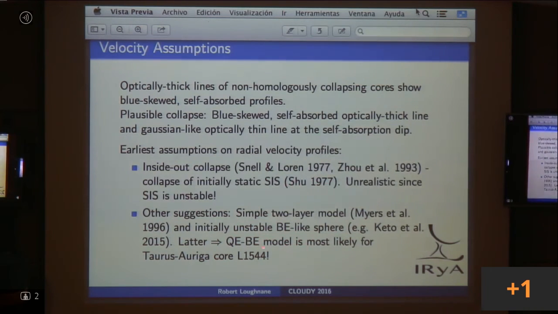His conclusion was that for the low-mass starless core in Taurus-Auriga, L1544, regarding the observations in the H2O 110 to 101 transition and the C18O 1 to 0 transition, the quasi-equilibrium Bonnor-Ebert model can match both the line width and strength of those particular lines. These are recent observations from 2014.